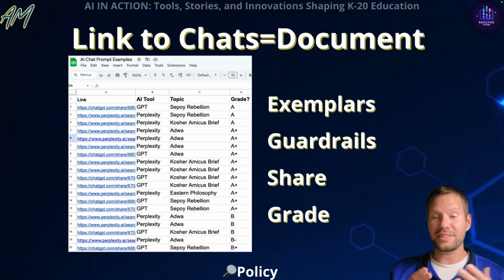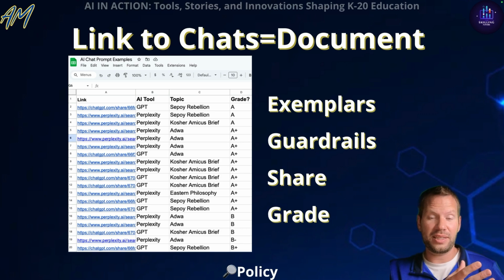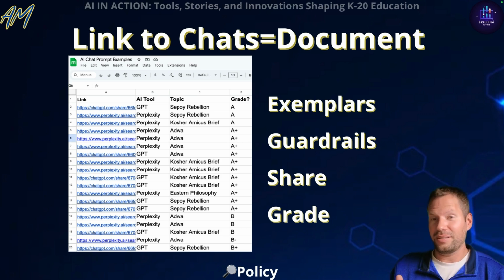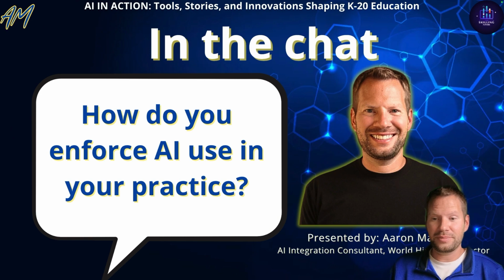That way you have exemplars to show students. Do it like this. You also have guardrails. This is a bad example. Don't do that. You can even put those side by side and have students look at them and give feedback. You can also share those with other educators and then grade them for your own purposes or for the student.